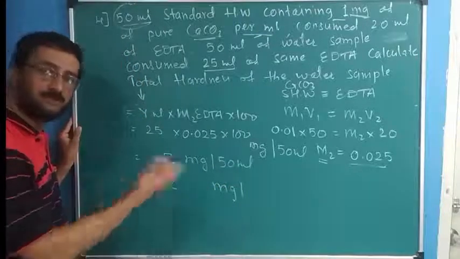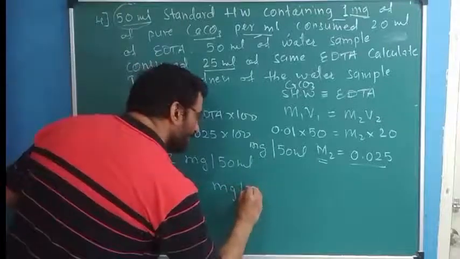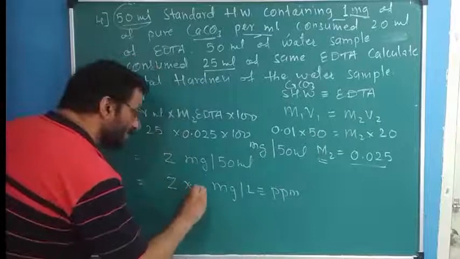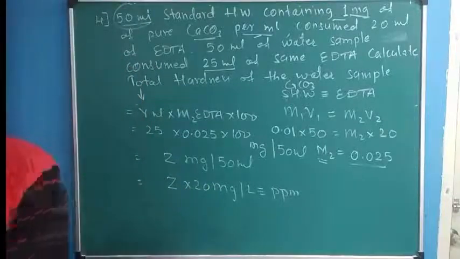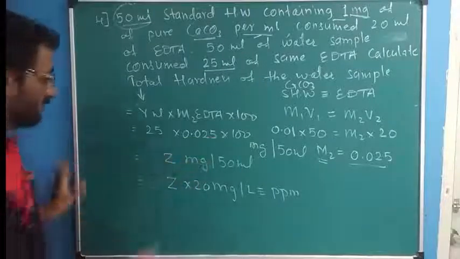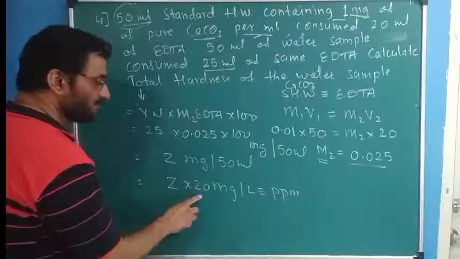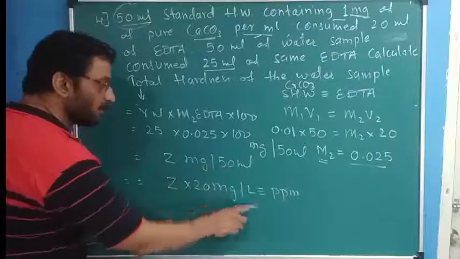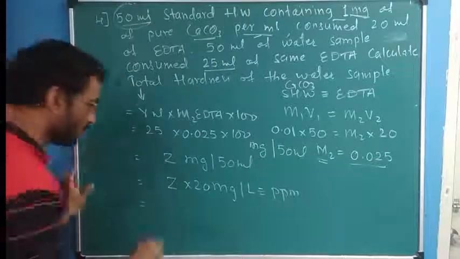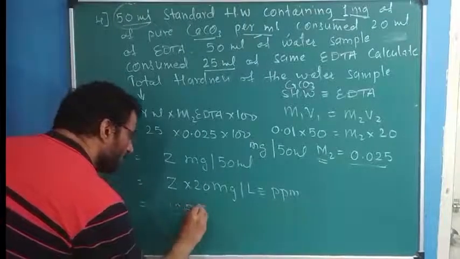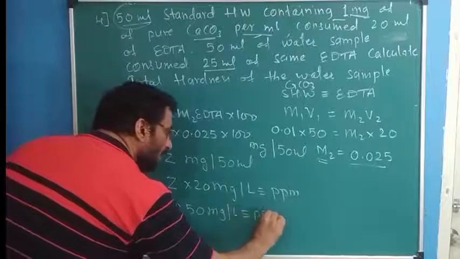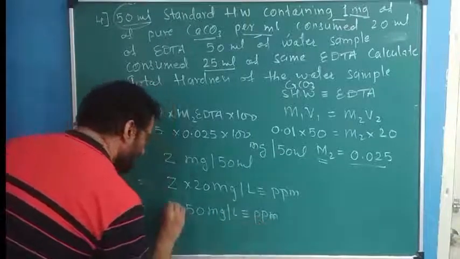So 50 into 20 will be per liter, or parts per million, means Z into 20 will give the answer. So 25 into 0.025, Z into 20. The 20 is for conversion of 50 ml to 1000 ml, that is a liter. My answer is 1250 milligrams per liter, or parts per million.